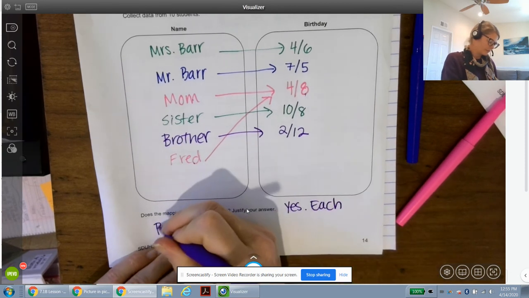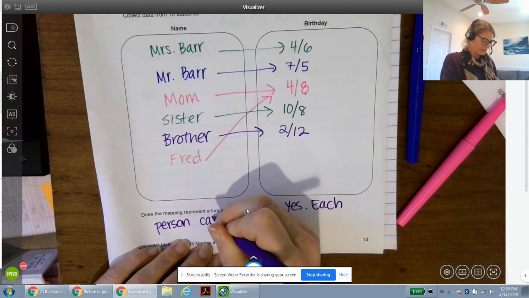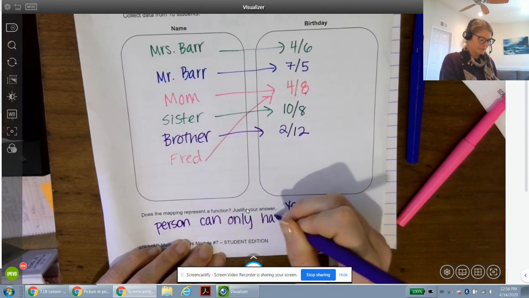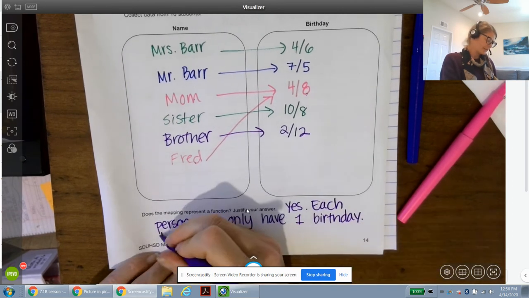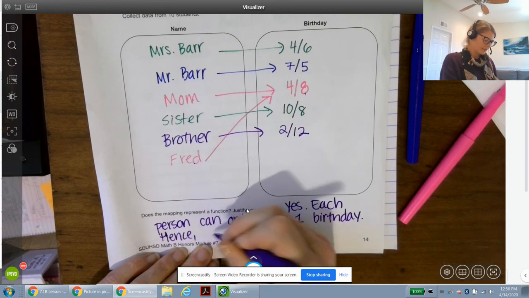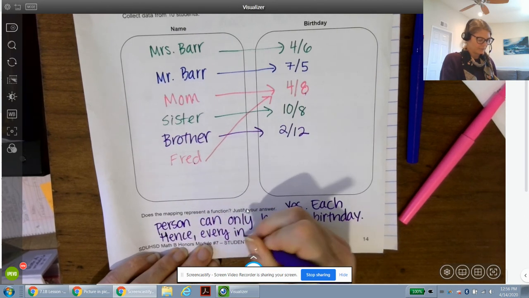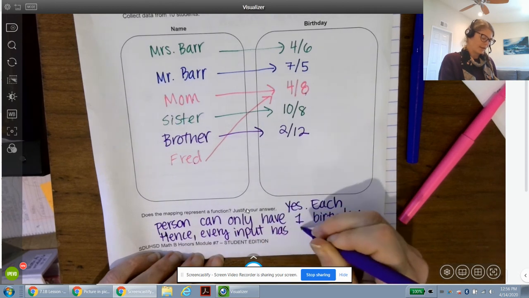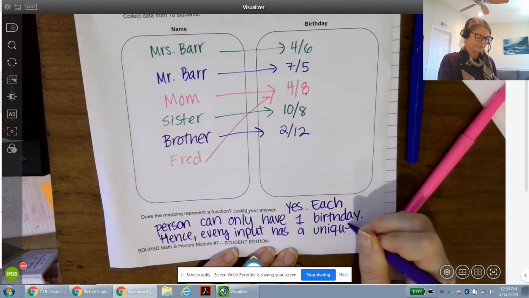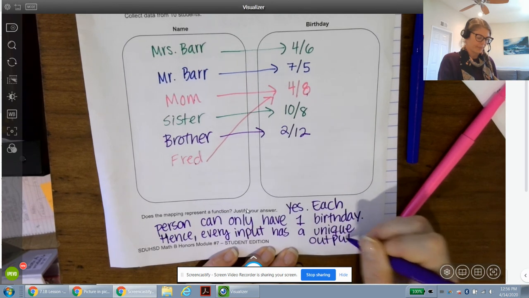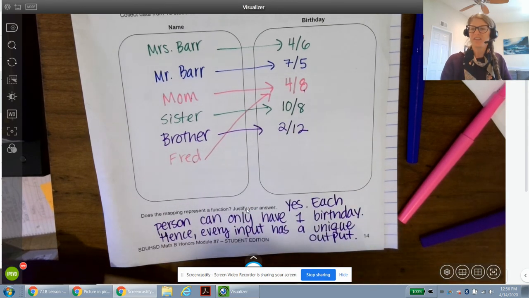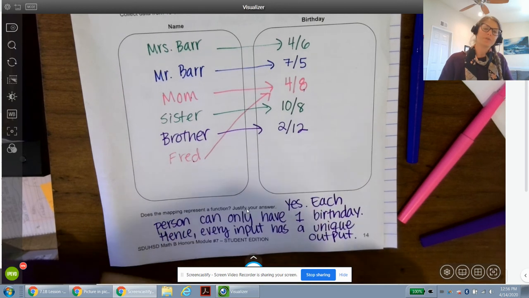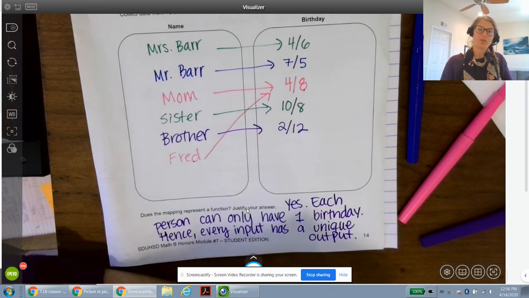Each person can only have one birthday. Hence, every input has a unique output. Cool. On your homework, it's going to ask you to reverse that and then really think about it. So on your homework, you can use my mapping or yours, but just make sure you have 2 people with the same birthday, if you know what I mean.